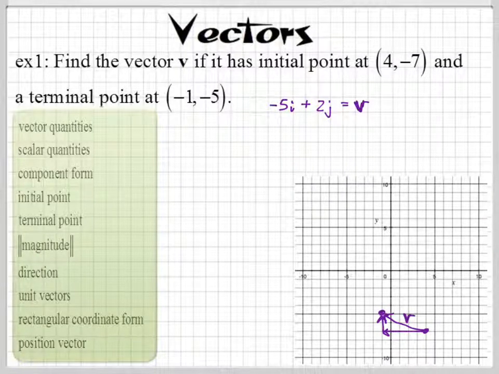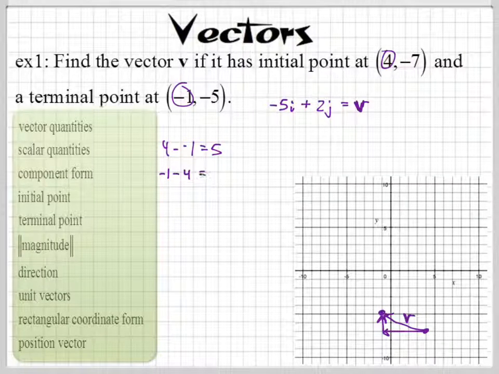If I wanted to find those values without graphing, it would look something like this. You would have to find this distance, but you have to know that it's negative. So how would you find the negative distance? Because if I go 4 minus -1, that would give me +5. But if I went the other way, -1 minus 4, that would give me -5. And we want it to be -5. And so which point do we always have to have first? The terminal point. The terminal point has to be first.